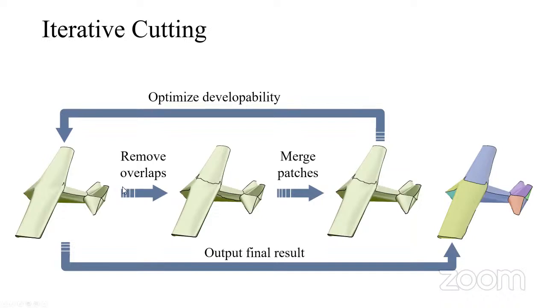So we propose a feature guided overlap elimination stage to enforce manufacturability. Then we use a length aware patch merging step to reduce the number of patches. These three steps are repeated until there is no self intersection on the flattened patches. Then we output the result.